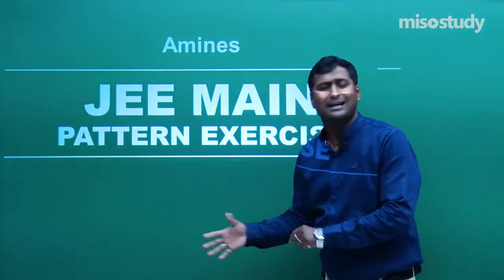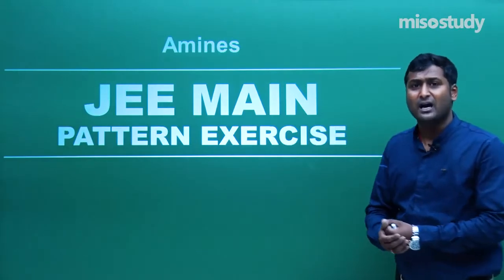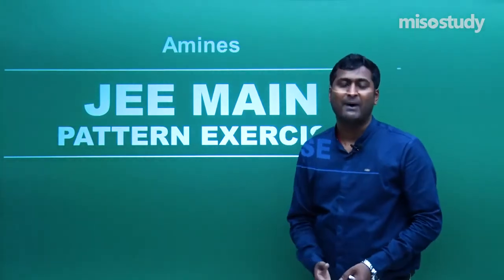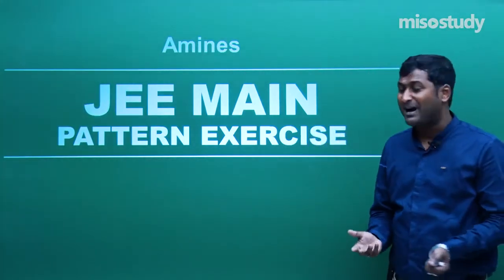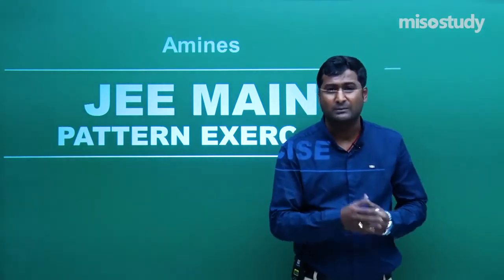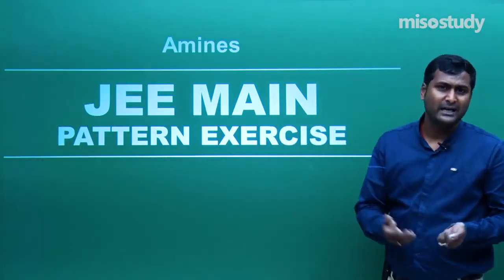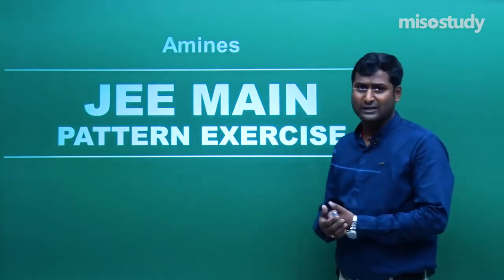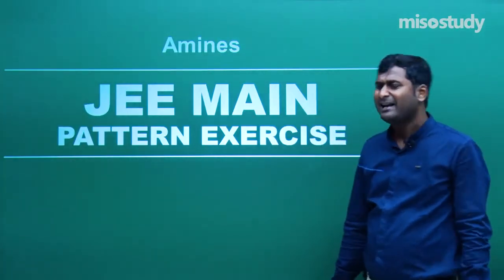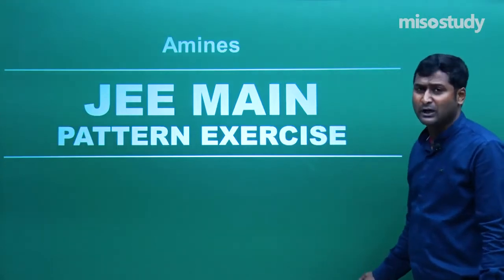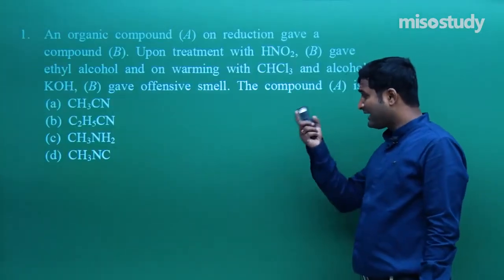So friends, let's start. I think you are now very familiar with the theory of amines: primary amines, secondary amines, tertiary amines, benzene diazonium chloride, and cyanide and isocyanide, that is, the nitrile and isonitrile compounds containing nitrogen. So let's start how to solve the questions. That is my first question.